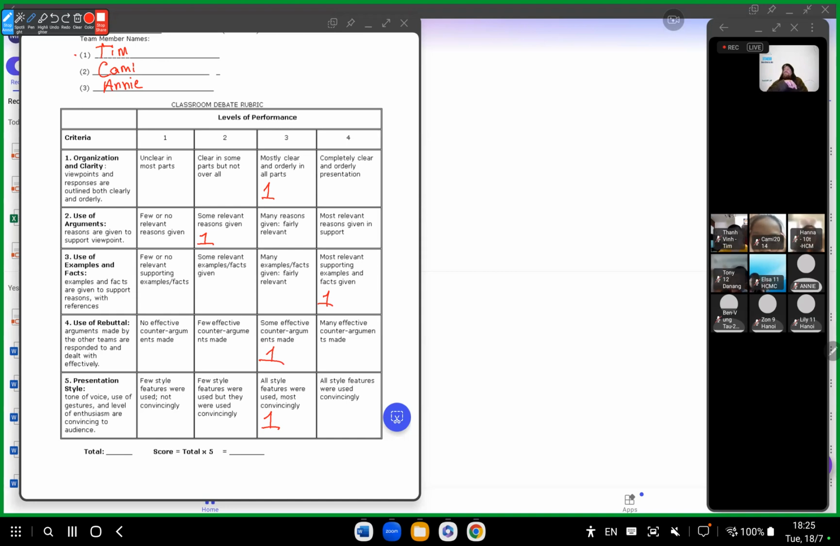And then we do the same for Cami. So Cami's points were super organized. So she's going to get 4 points. The use of her arguments. Most of the reasons she gave were pretty good. I'm going to give her 2 points.